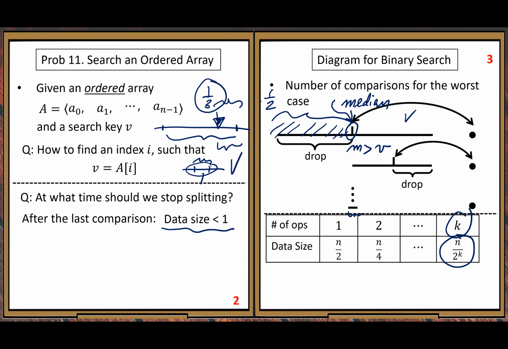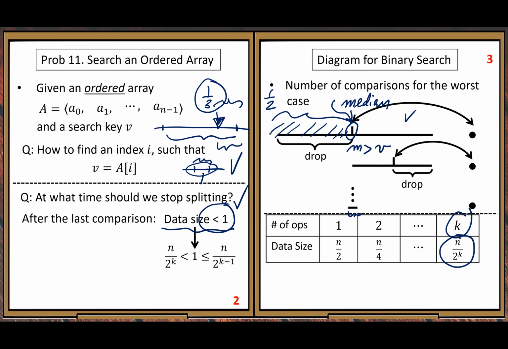All right, our analysis: only when the data size is strictly less than 1, we can make sure we only have one element left. If one element is left, we do not need to do further splitting. There is no sense in doing another splitting, right? So this condition is the condition for our last comparison. Let us write this condition precisely in this way.